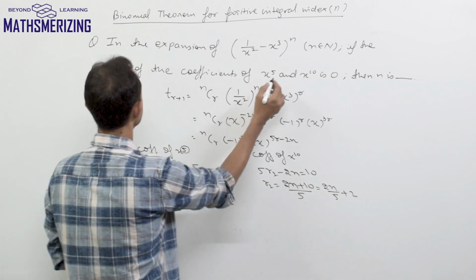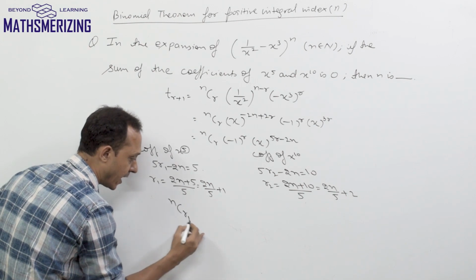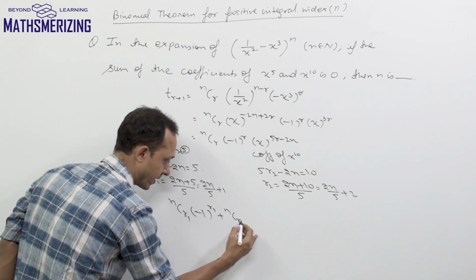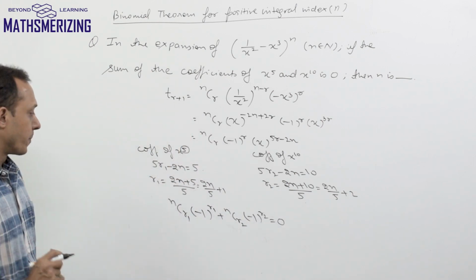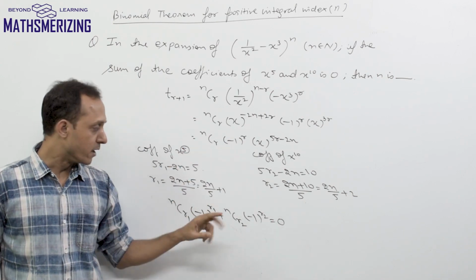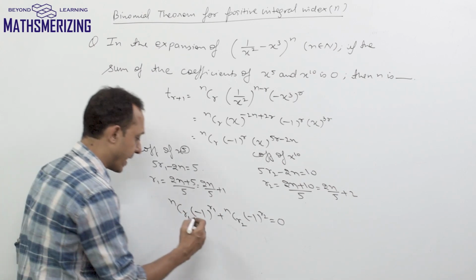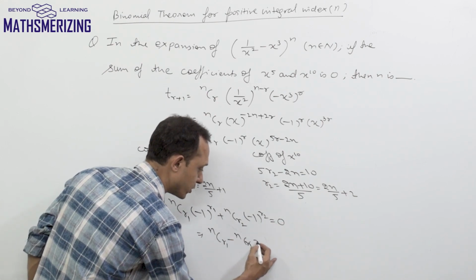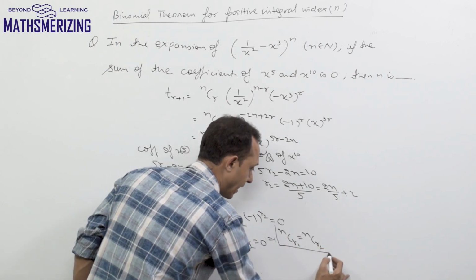So now it says the sum of the coefficients is 0. So if I write the sum of coefficients, I'll simply write nCr1 times minus 1 to the power r1 plus nCr2 times minus 1 to the power r2, and it will be simply 0. Now out of this r1 and r2, one of them will be an odd number and the other one an even number, because they are two consecutive numbers. So either way I'll get a minus sign in between, right? So I can simply write it as nCr1 minus nCr2 should be equal to 0. So from here the condition I'll get is nCr1 equals nCr2.